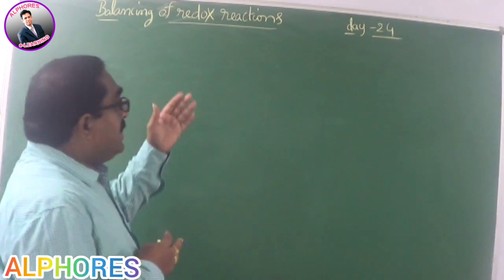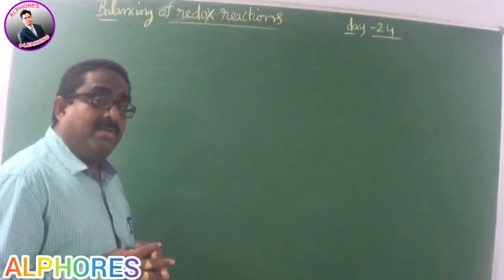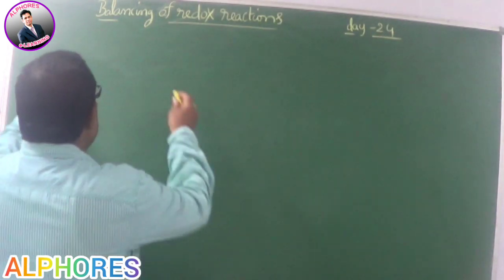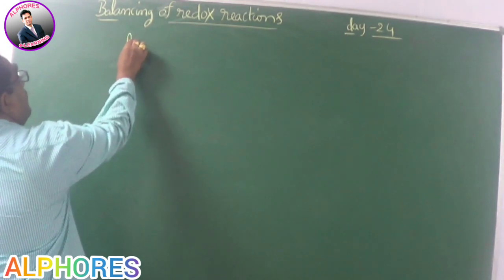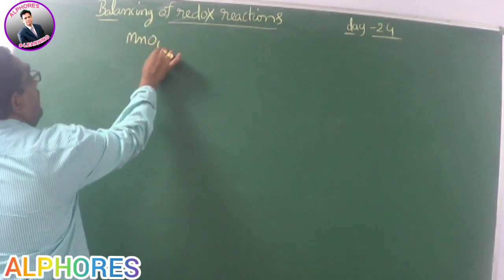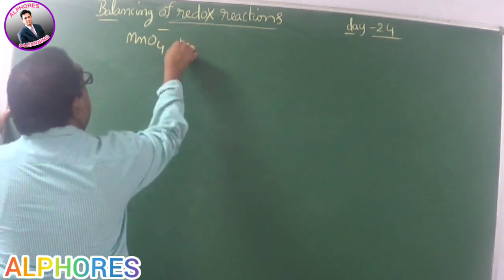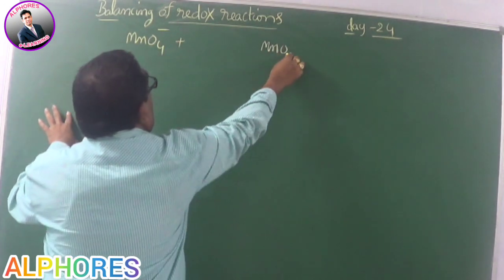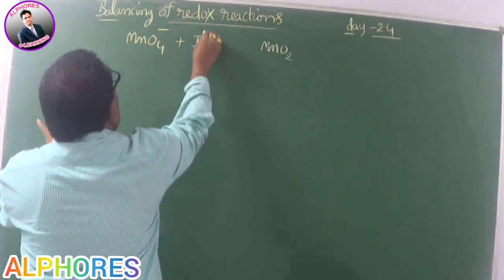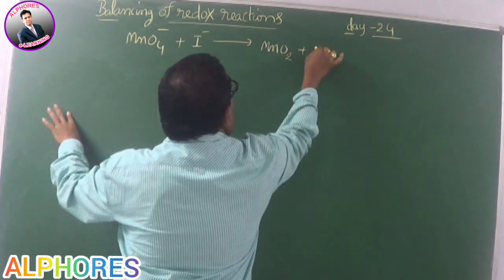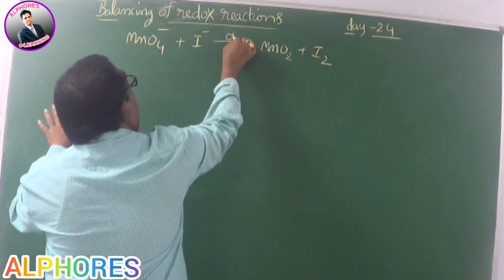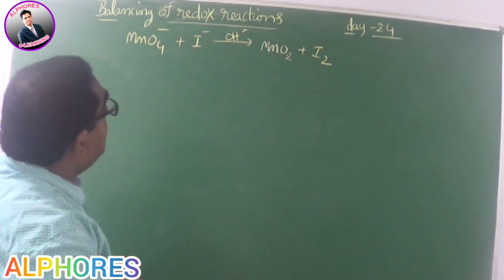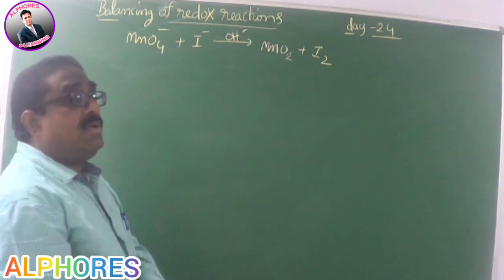Please concentrate. For this also, let me explain by taking one example. Please concentrate and write down along with me. Let me write the redox reaction to be balanced. Permanganate ion to MnO2, iodide ion to I2, with OH minus on the arrow, which represents that you should do the balance of this redox reaction in basic medium.